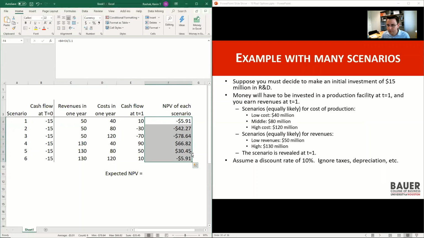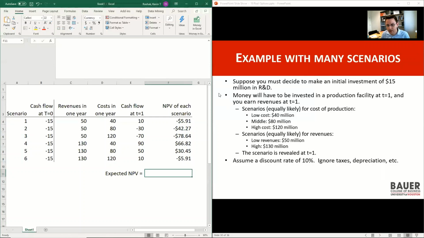What would we do in the first 2 weeks of class when we want to calculate the expected NPV here? Well, we've got different scenarios. We calculate the weighted average. Right? With some probability, we're going to be in this top scenario 1. With some probability, we're going to be in scenario 5. With some probability, scenario 6. Okay? We would take each of those probabilities, multiply them by the NPV of each outcome, and then take the sum to get the expected NPV.